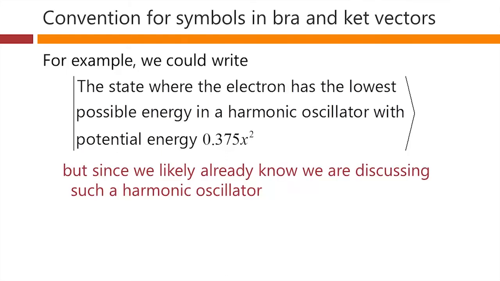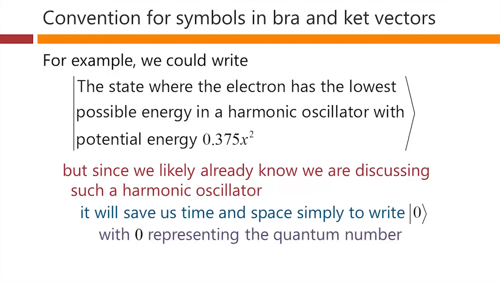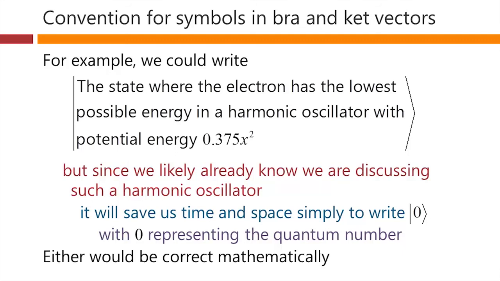But we probably already know that we're talking about a harmonic oscillator of some kind in the problem that we're dealing with, so we don't need to write all this out, and we might just simply write 0 because this would be the n equals 0 state of this harmonic oscillator. But as I said, there's no particular rules for what is inside the bra or ket vectors. They're just labels. So here we might have 0 representing this quantum number, and that would be quite a common notation, but it's not a defined notation that there's always that specific meaning in an arithmetic sense to what's inside the bra or ket vectors. Either of these is perfectly correct mathematically.